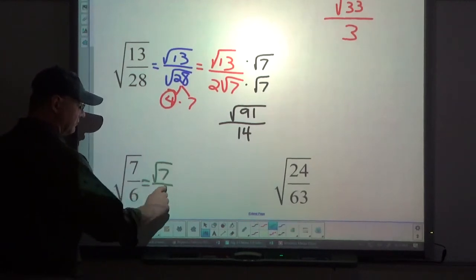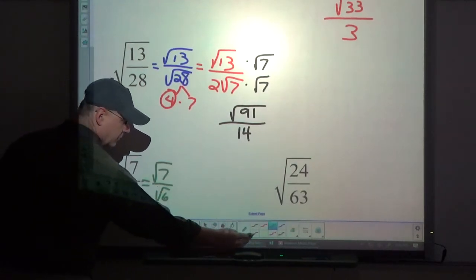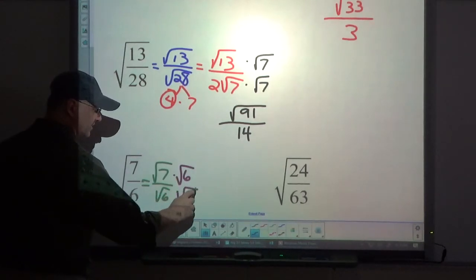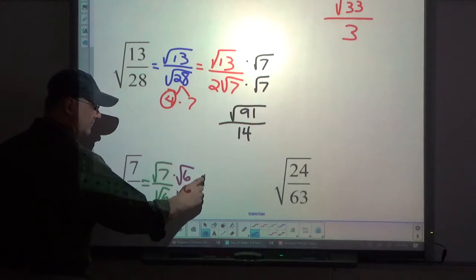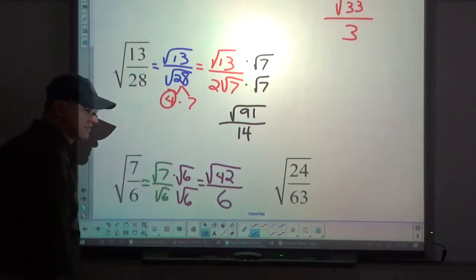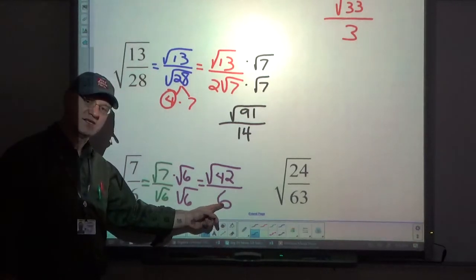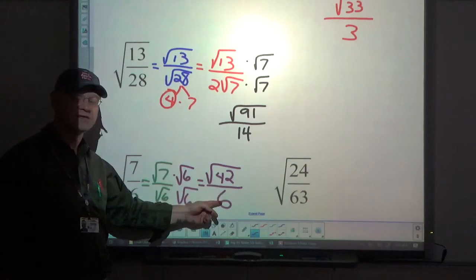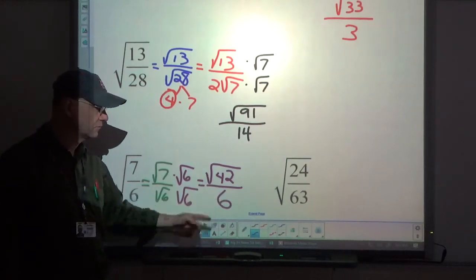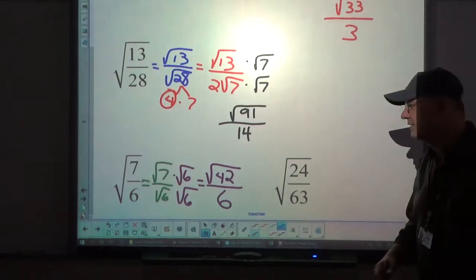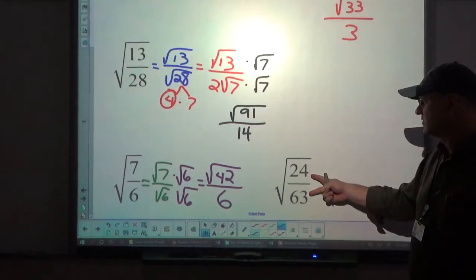Square root of 7 over square root of 6. Rationalize: multiply top and bottom by square root of 6. The result is square root of 42 over the number 6. You cannot reduce this 6 with this 42 because the 42 is inside the square root and the 6 is outside the square root.